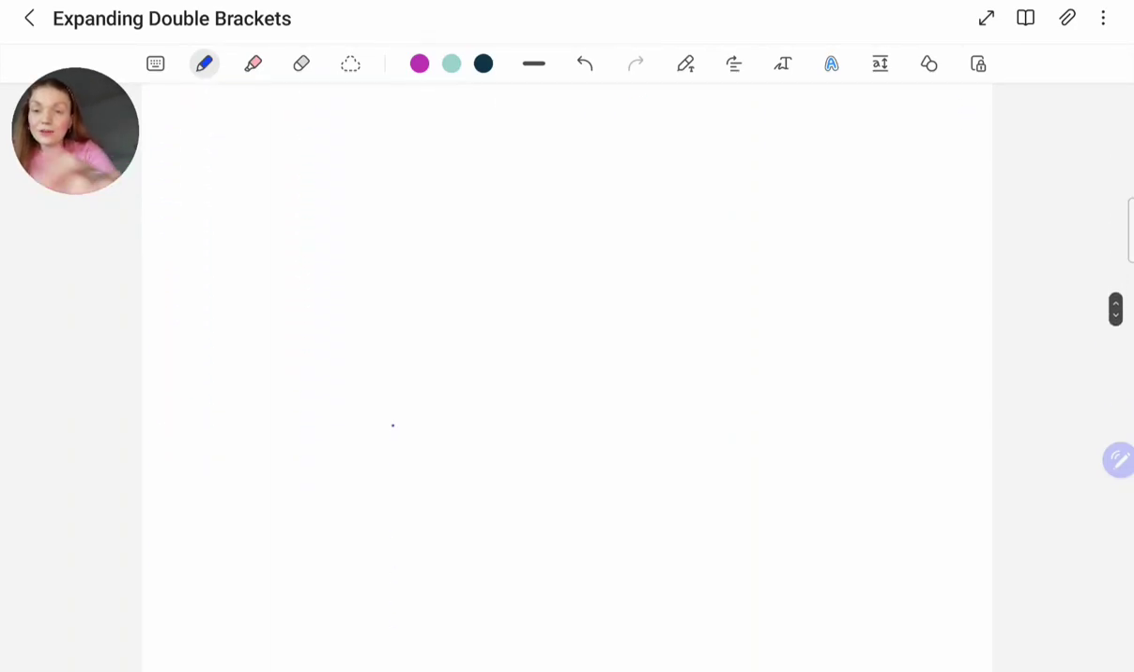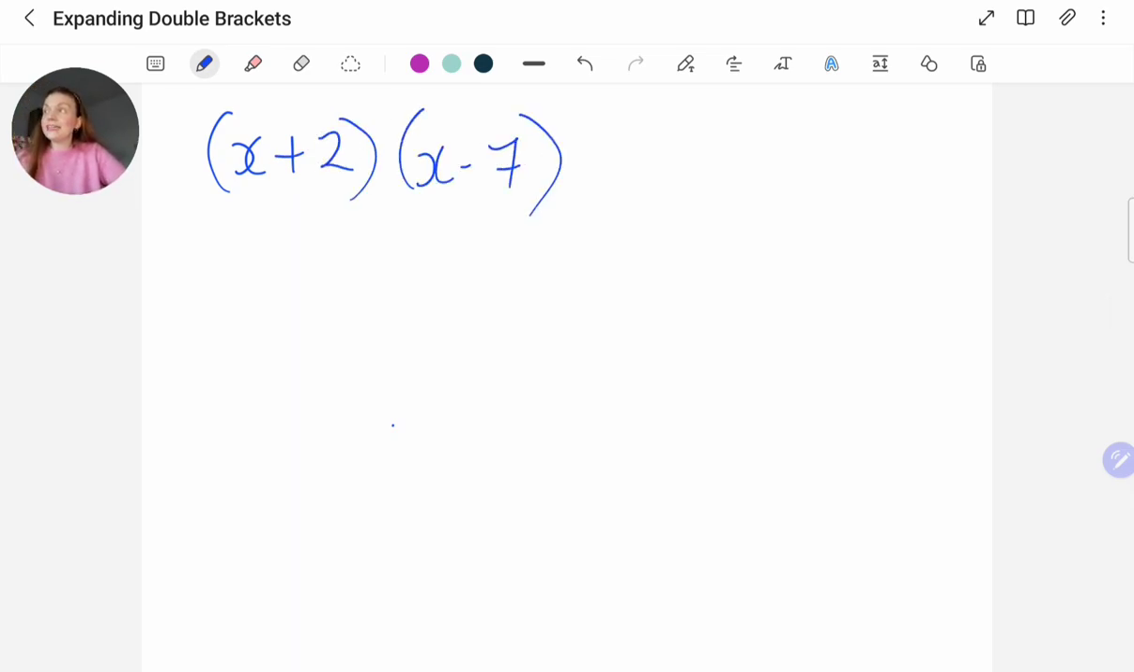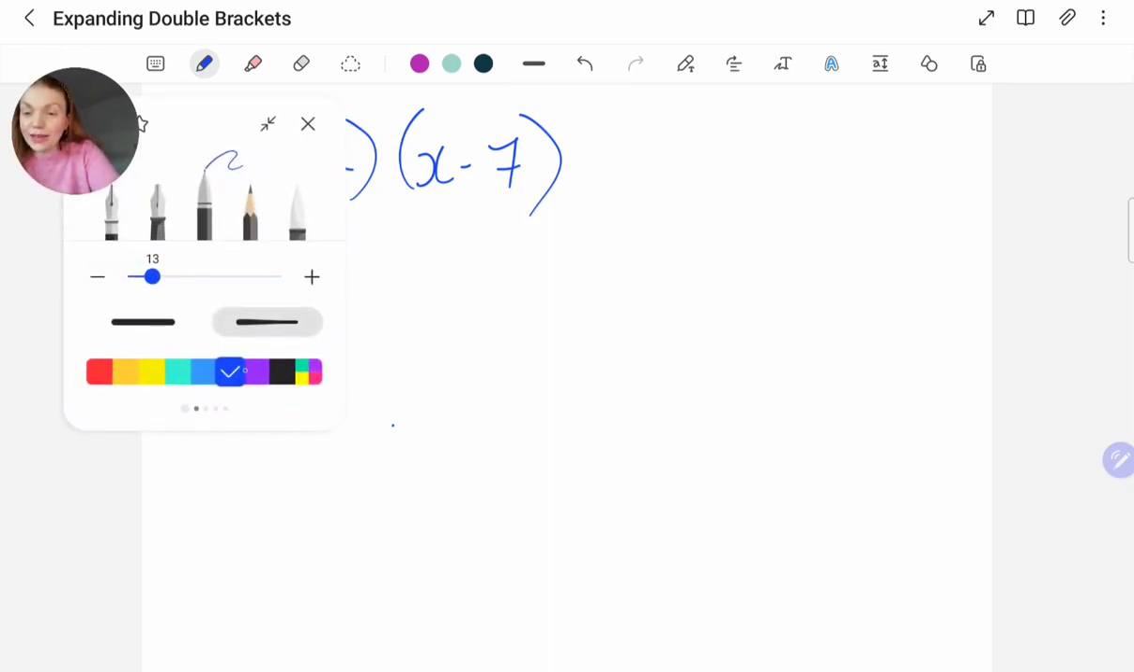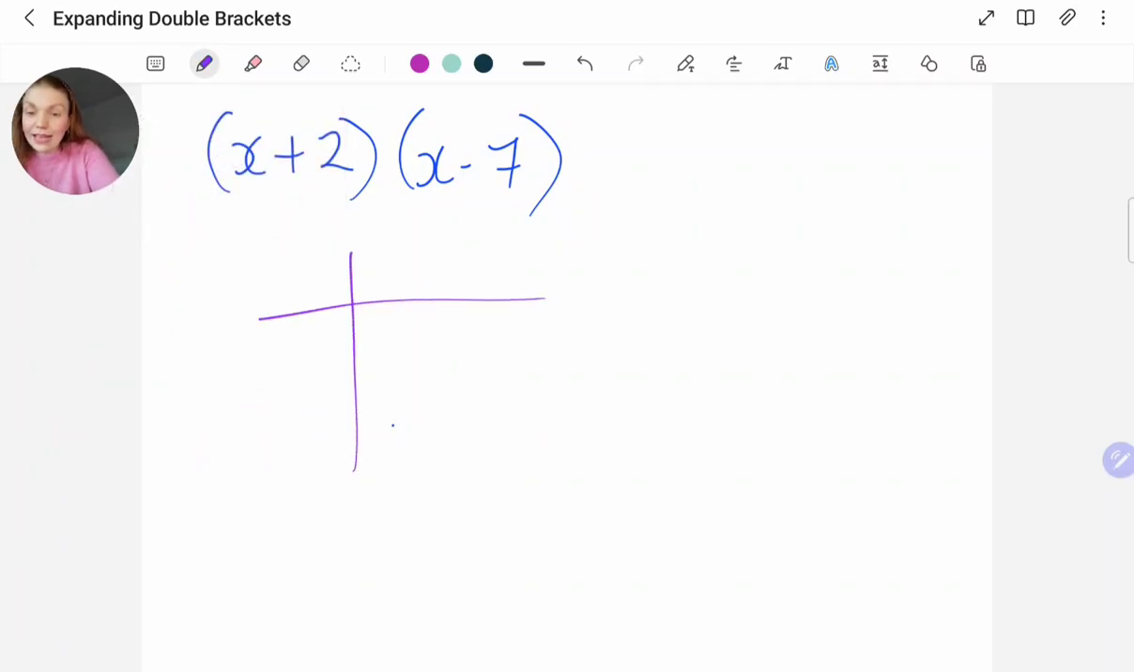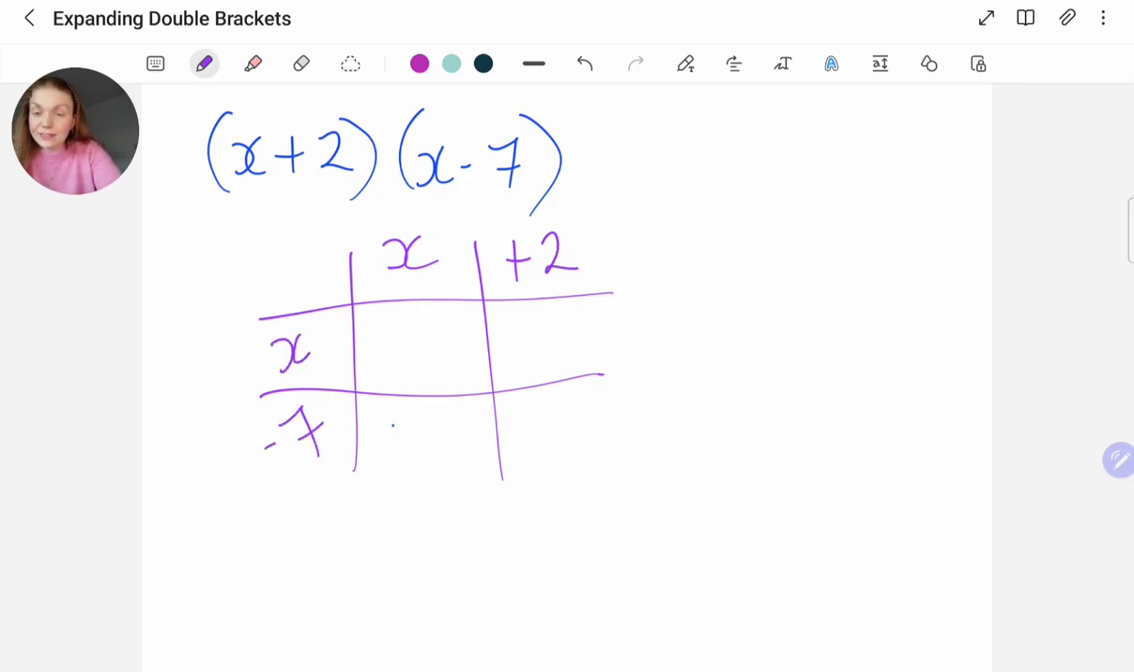Okay, let's try another one. x plus 2 and x minus 7. As soon as you see two brackets beside each other, you want to think grid, okay? So two brackets beside each other and you're asked to expand and simplify, you want to think grid, okay? So as soon as you see this question, straight away, I'm drawing my grid. And I've got the first bracket across the top and the second bracket down the side, okay?